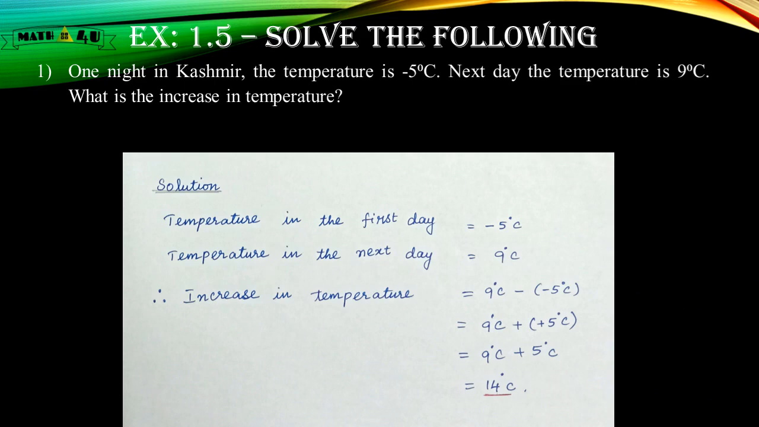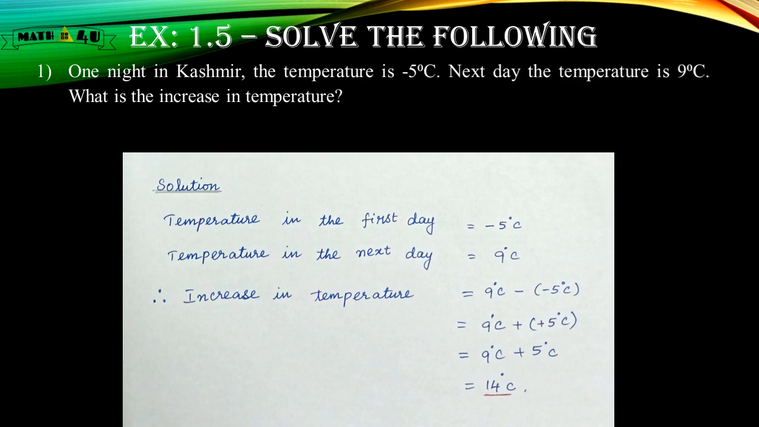Solve the following. One night in Kashmir, the temperature is minus 5 degrees C. Next day, the temperature is 9 degrees C. What is the increase in temperature? You are asked to find the increase in temperature.